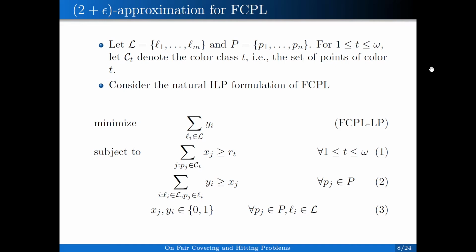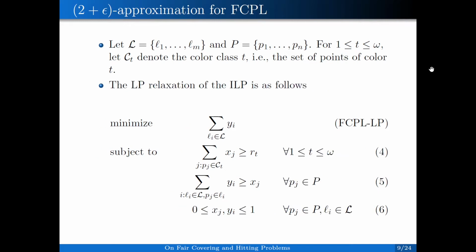And this ILP has two non-trivial constraints. The first one says that for each color class T, at least RT points must be covered. And the second constraint says that if a point Pj is covered in the solution, then there must be a line in the solution which intersects that point.